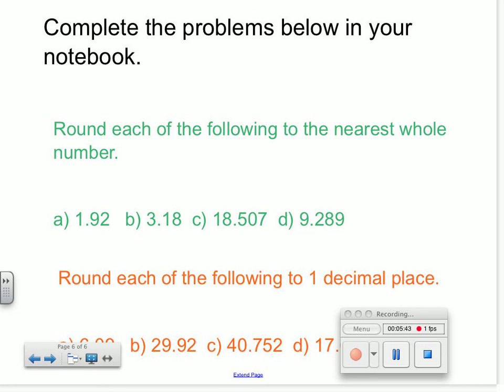Okay, take out your notebook. I want you to give these a try on your own. Complete these in your notebook. The ones in green, you're going to round each of those numbers to the nearest whole number. Those in orange, you're going to round each of those numbers to the 1 decimal place. In your notebook, make sure you label these. Actually, we can call this number 1 and we can call this number 2. So make sure that you label them 1A, 1B, 1C, 1D, and 2A, 2B, 2C, and 2D.